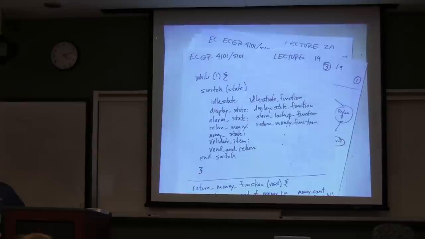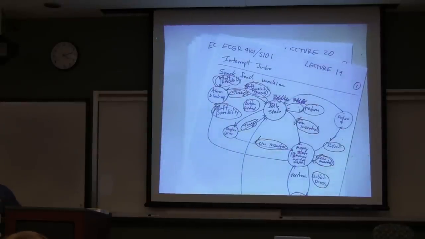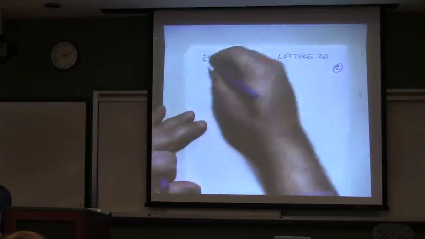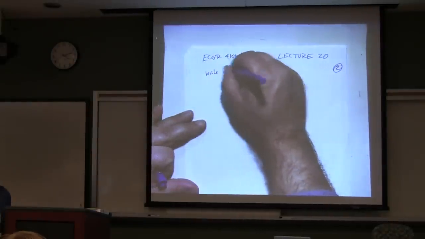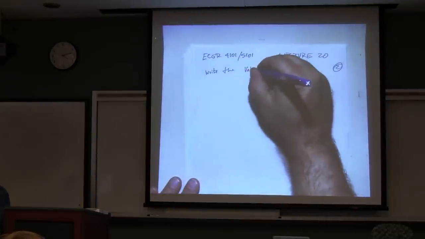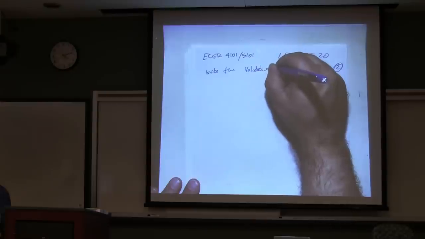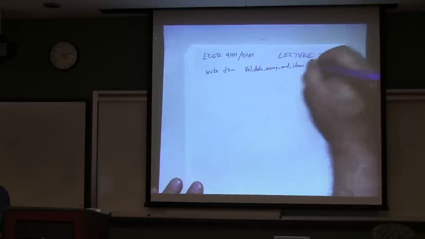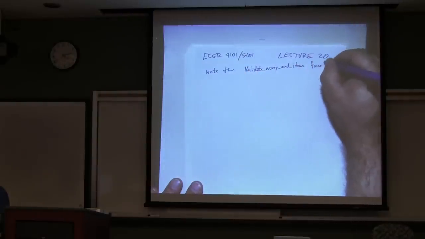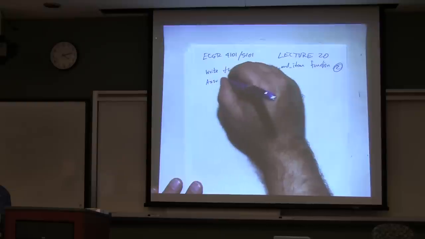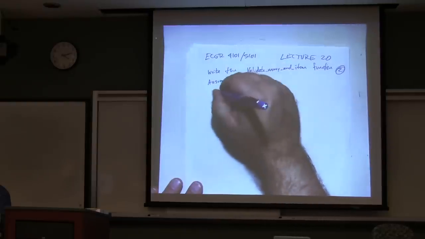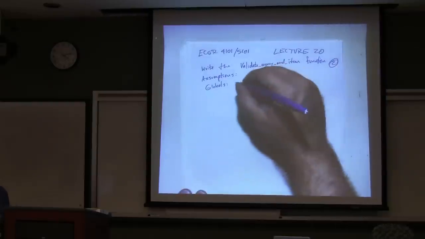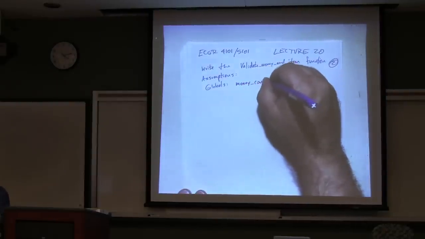Now, before we go on, let's make some assumptions. The assignment was to write the validate money and item function, right? So here are the assumptions. You have a global variable called what? Money count.